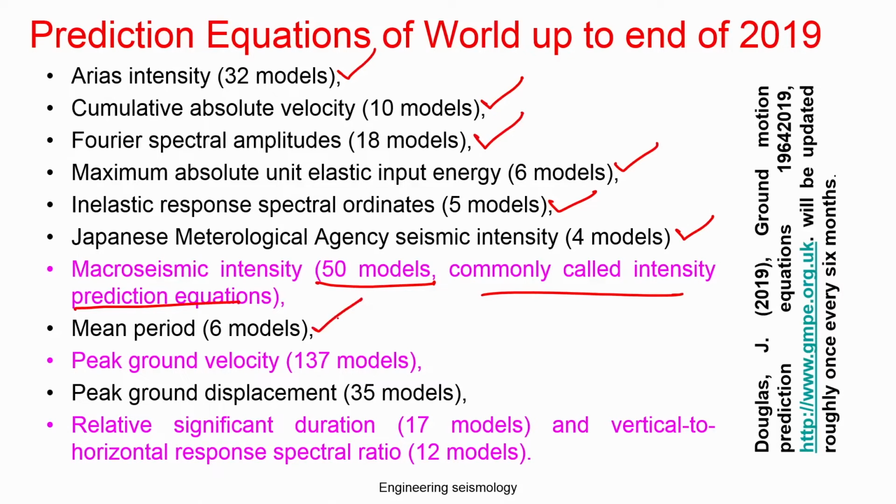Peak ground velocity, 137 models are available. Peak ground displacement, 35 models are available. Relative significant duration, 17 models, and vertical to horizontal spectrum ratio, 12 models. So we have seen that the significant duration equations, 17 models are there, and horizontal response spectrum, 12 models are there.